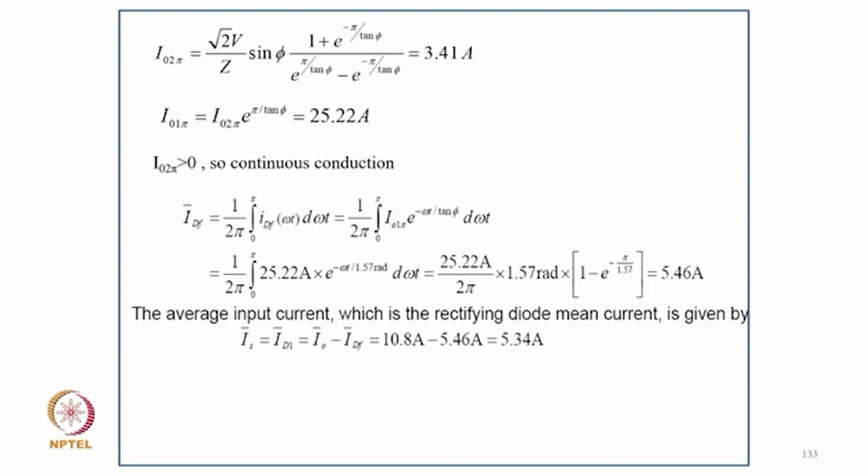And I02 equal to root 2 V upon Z, sin of phi minus theta, times e to power minus pi upon omega tau, divided by 1 minus e to power minus pi upon omega tau, that is 3.41 ampere, and I01 equals I20 e to power pi upon omega tau, that becomes 25.22 ampere. And for I2 greater than 0, so continuous conduction, so IDF equal to 1 upon 2 pi, integral from 0 to pi of iDF d omega t, or 1 upon 2 pi, integral of I01 e to power minus omega t, and putting in the value, it comes to 5.46 ampere. The average input current, which is the rectifying diode current, is given as I equal to ID1 plus IDF, equal to 5.34 ampere.